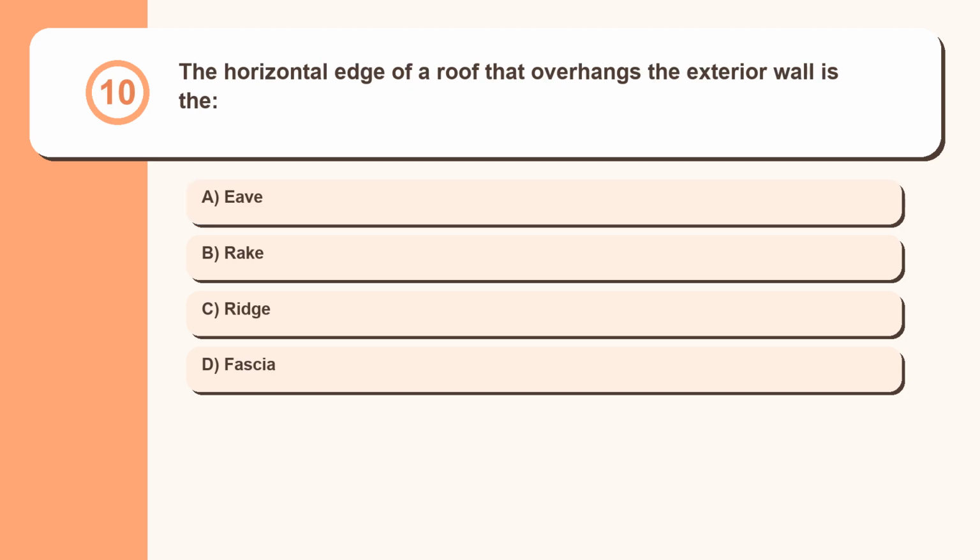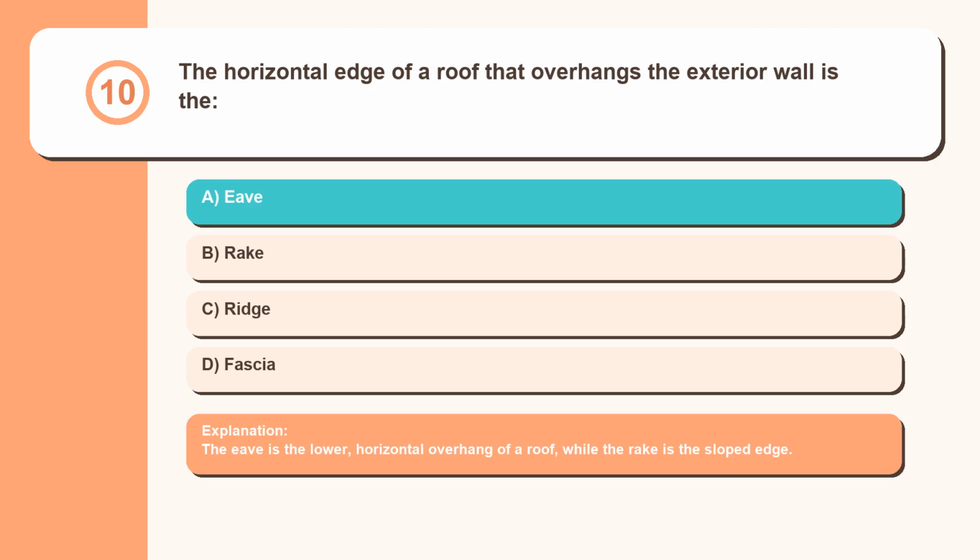Question 10. The horizontal edge of a roof that overhangs the exterior wall is the eave, rake, ridge, fascia. The eave is the lower, horizontal overhang of a roof, while the rake is the sloped edge.